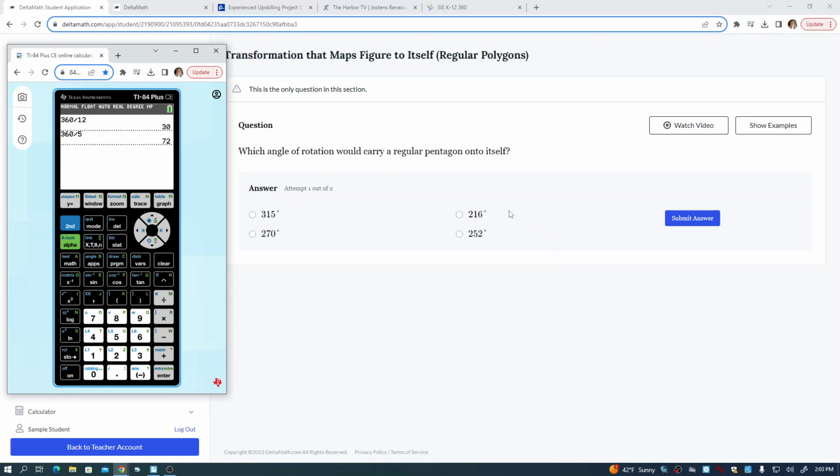Well, 72 is not here. So then I would have to keep adding 72, I can multiply by 2, to try to find another one of these. Oops, didn't mean to do that. Let me do that again. So it was 360 divided by 5, that was 72, times 2. I'll just keep adding 72. 216, and I see it.